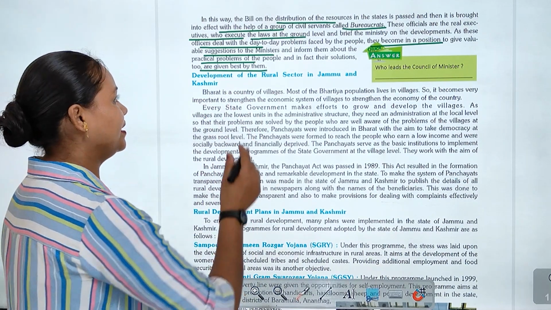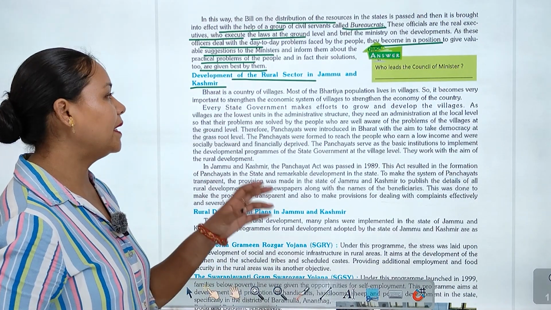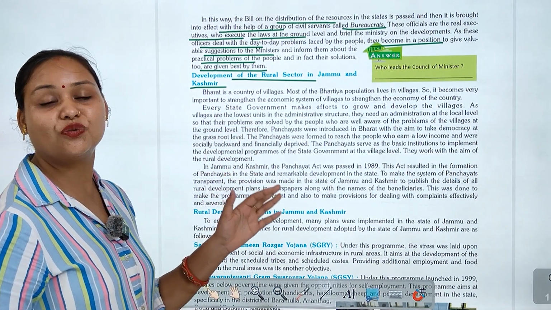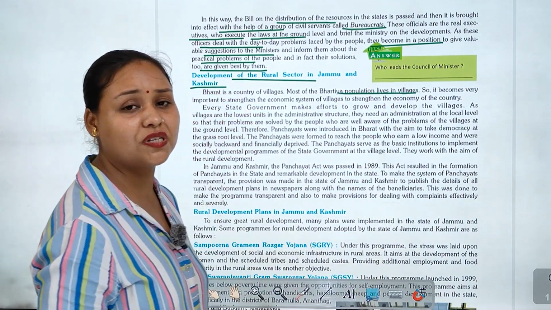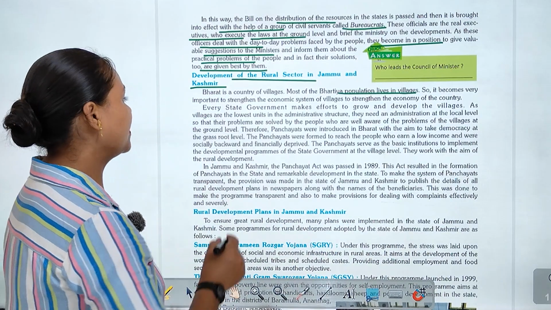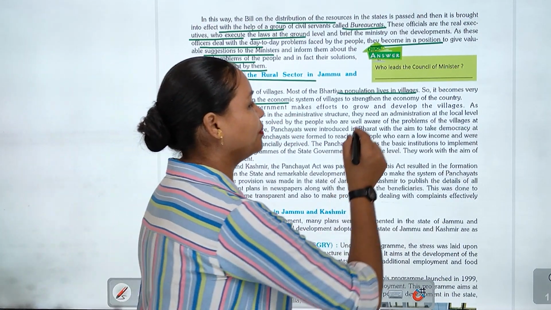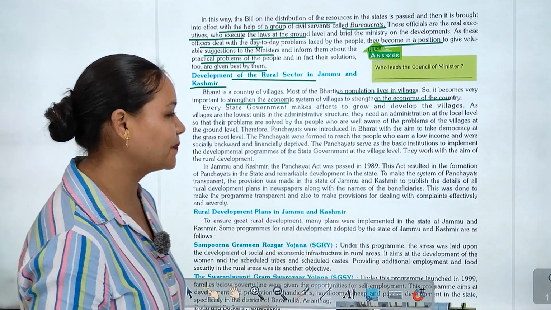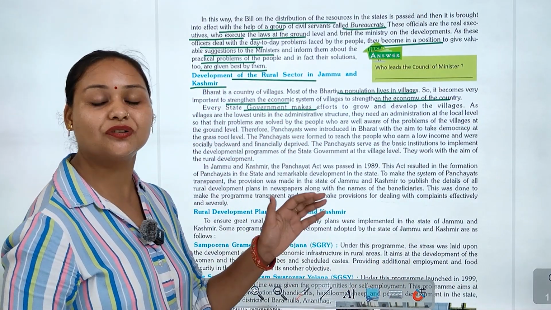Okay, चलिए डेवलपमेंट है रूरल सेक्टर का जम्मू और कश्मीर में. भारत इज ए कंट्री ऑफ विलेज. भारत गांवों का देश है. मोस्ट ऑफ द भारतीय पॉपुलेशन लिव्स इन विलेज. मोस्टली जो पॉपुलेशन है भारत में गांवों में रहती है. So it becomes very important to strengthen the economic system of villages to strengthen the economy of the country. Okay. Every state government makes efforts for the growth and development of villages.